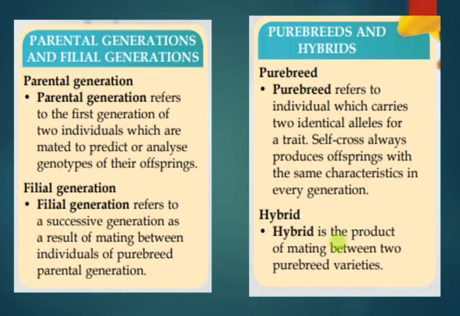That's why we call that cross a monohybrid cross or monohybrid inheritance. Why mono? Because it involves one characteristic, and hybrid refers to the product of the mating of the two purebred varieties. Alright.